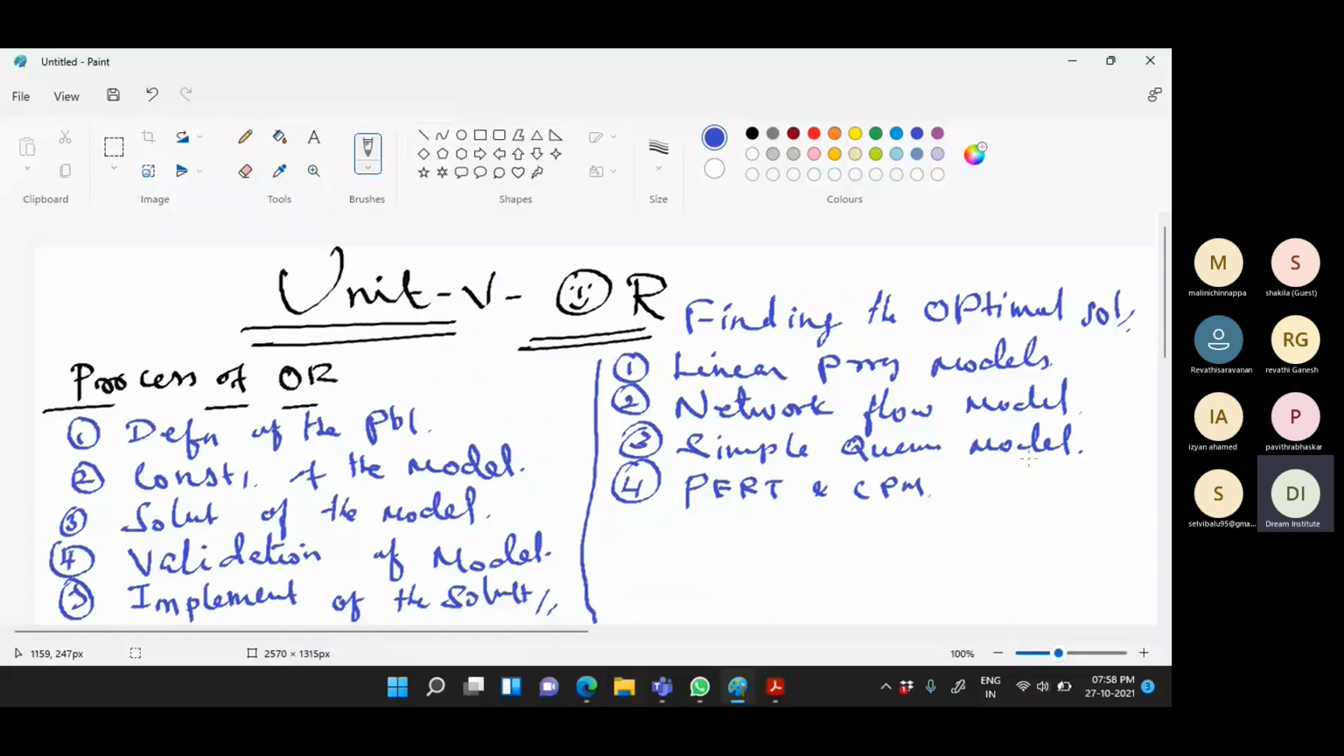So that OR was developed at the time of the Second World War. So these are our general notes. Okay, well. So what are the applications of OR and also LPP? They ask like that only. Applications of LPP, the first one, linear programming problem.